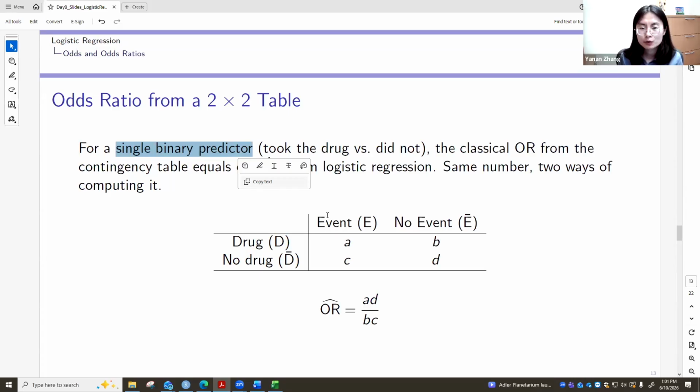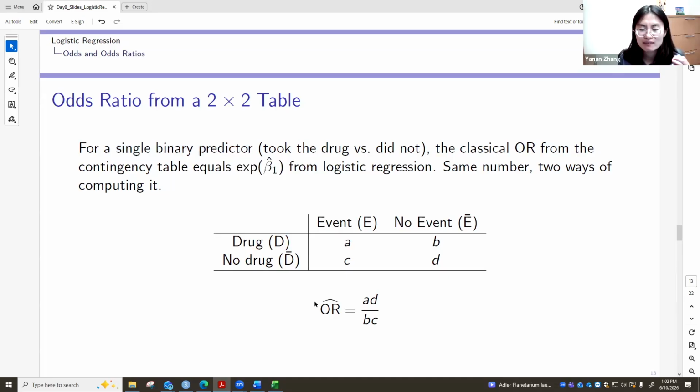Okay, so for this little table, we can summarize among all the samples how many people take the drug and experience the event, which we denote as A. And there are B many people who take the drug but don't experience the event. Similarly, we can have C participants who didn't take the drug but experienced the event, and D of them didn't take the drug and don't have the event, right? We can summarize our data in this little 2x2 table.